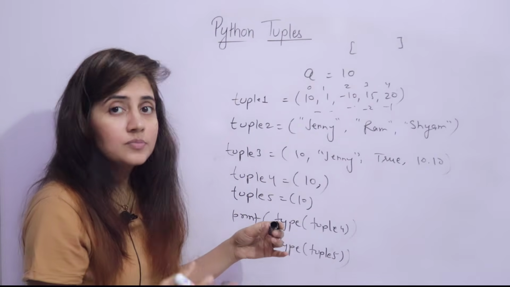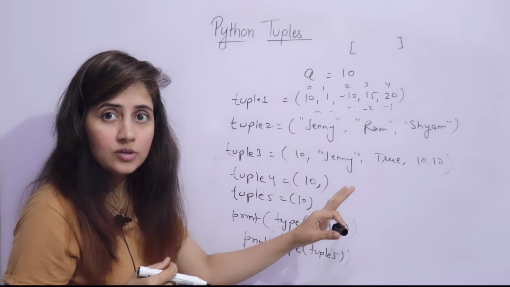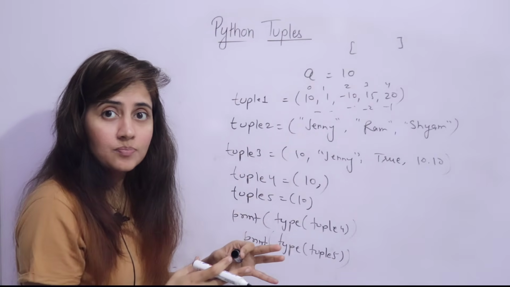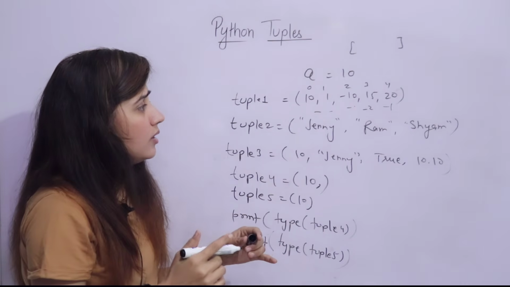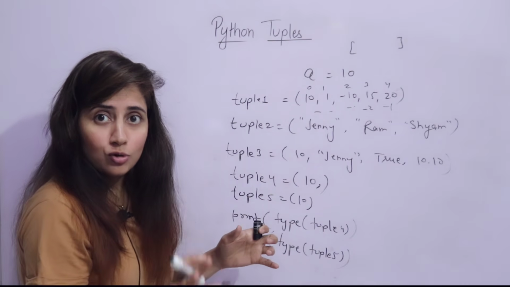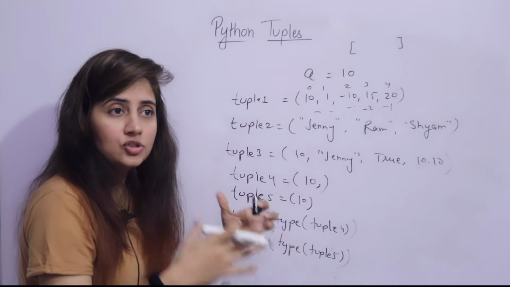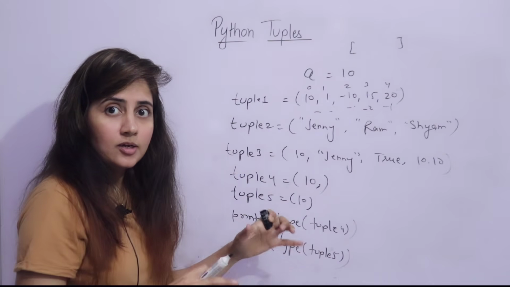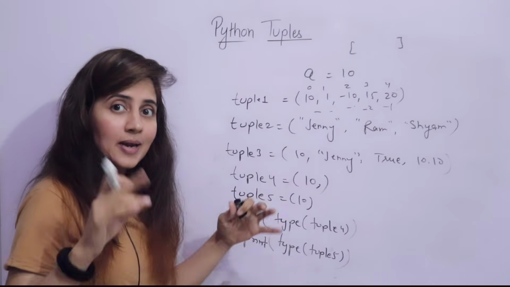Slicing is also possible. Some functions are there. You can find out the length of a tuple. You can concatenate two tuples, right? And nesting of tuples is also possible. You can use the count function and index function on tuples, right? So all these things we'll be discussing practically.